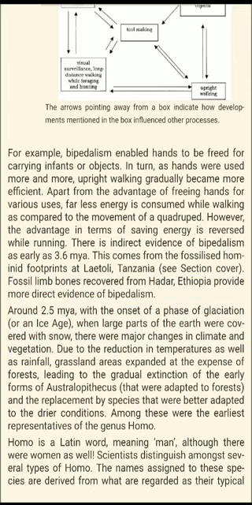Fossil limb bones recovered from Hadar, Ethiopia provide more direct evidence of bipedalism, around 2.5 mya, with the onset of a phase of glaciation, or an ice age, when large parts of the earth were covered with snow. There were major changes in climate and vegetation. Due to the reduction in temperatures as well as rainfall, grassland areas expanded at the expense of forests, leading to the gradual extinction of the early forms of Australopithecus that were adapted to forests, and the replacement by species that were better adapted to the drier conditions.